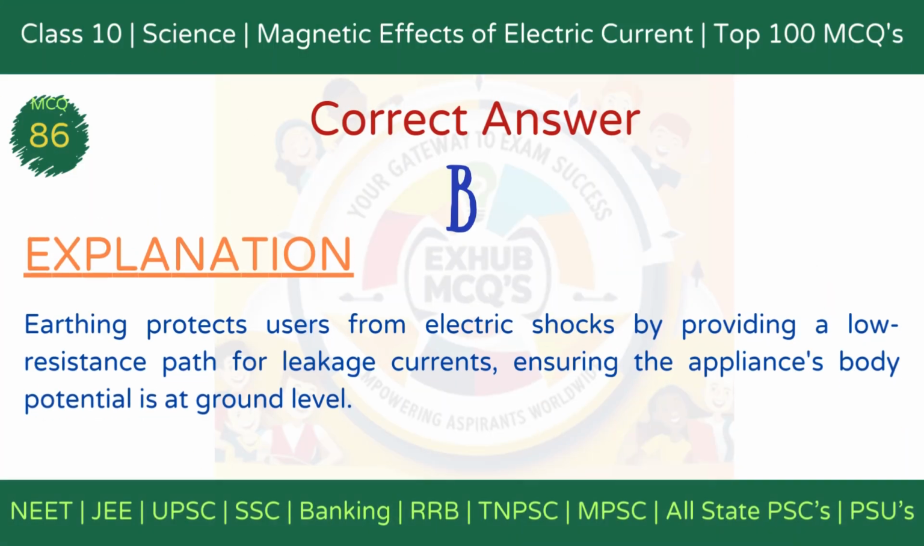The correct answer is option B, earthing. Explanation. Earthing protects users from electric shocks by providing a low-resistance path for leakage currents, ensuring the appliance's body potential is at ground level.